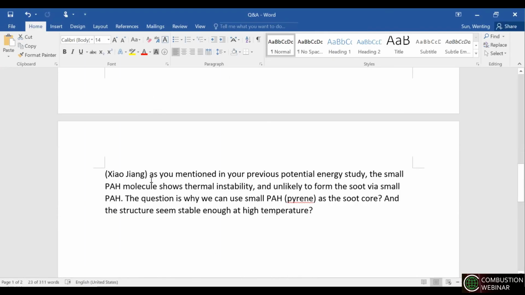Okay, thank you. The last question from Xiao Jiang. As you mentioned in your previous potential energy study, the small PAH molecules show thermal instability and are unlikely to form the soot. The question is why we can use small PAH, pyrene, as the soot core, and the structure seems stable enough at high temperature.